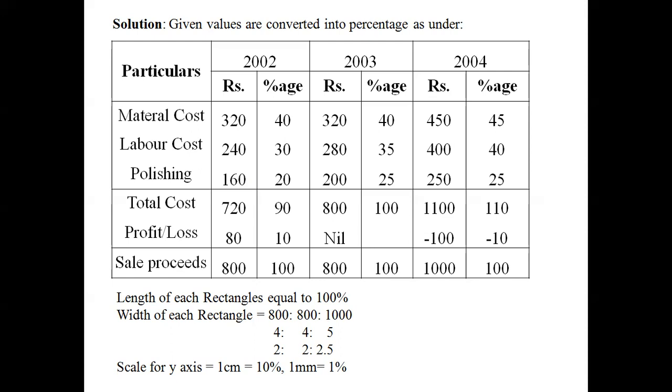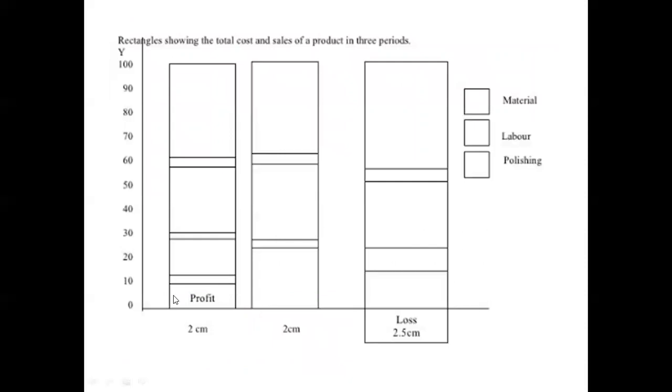The scale is 1 centimeter on the y-axis. On the y-axis usually we refer to the percentage, and then on the x-axis we represent the income or sales. So how is that diagram to be shown? See here, rectangles showing the total cost and sales of the product in 3 periods. This means here 2000, 2001, 2002, or whatever data we have been given should be shown here.